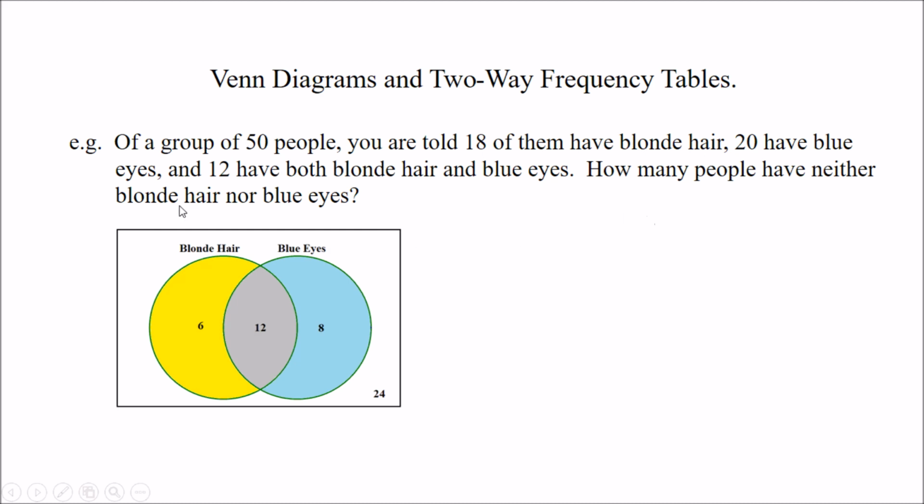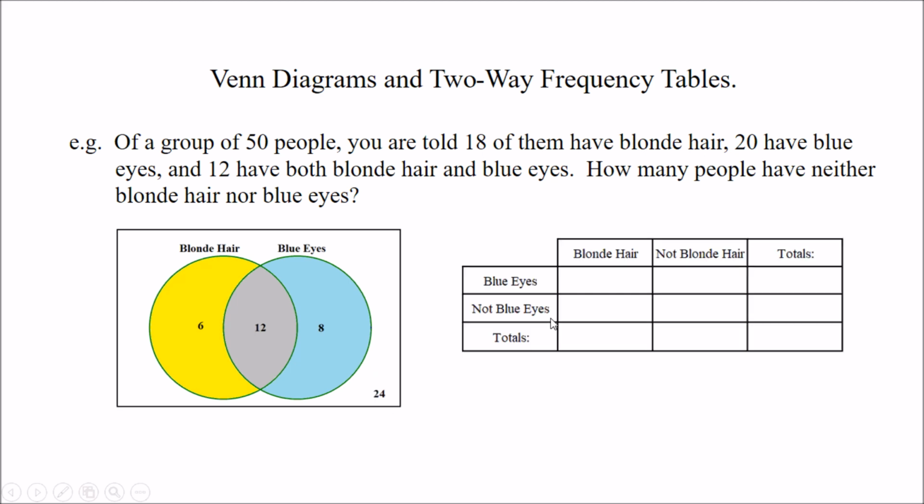How many people have neither blonde hair nor blue eyes? That's this group of 24 that's outside of both circles. If you're outside of this circle on the left, you do not have blonde hair. If you're outside of the circle on the right, you do not have blue eyes. The 24 here are outside of both circles, so they do not have either blonde hair or blue eyes.